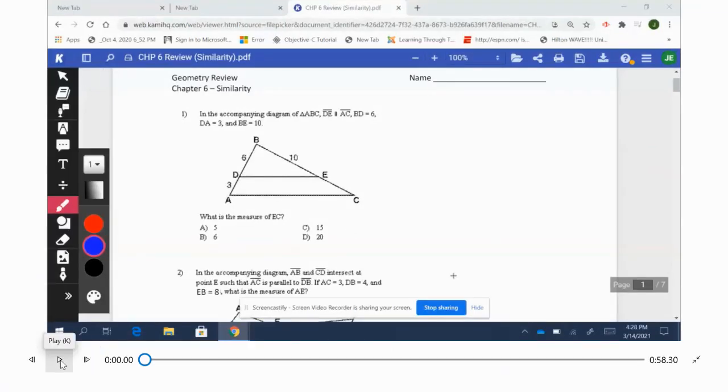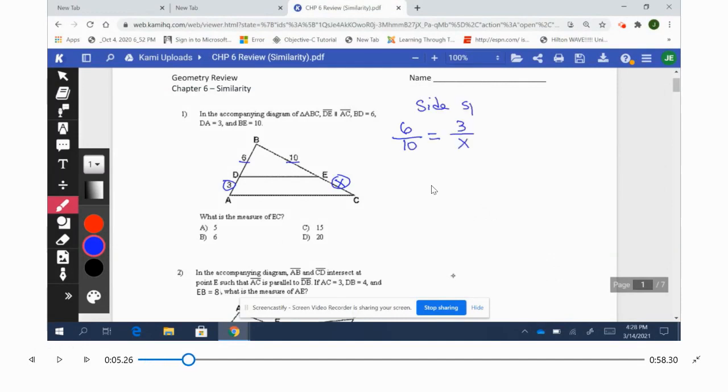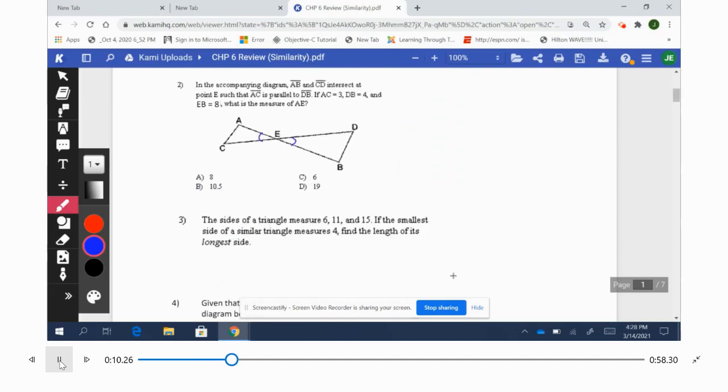Okay, so chapter 6, review solutions. For number 1, what we're going to end up using is the side splitter theorem. So what that looks like is the two sides of the triangle are being split by a parallel line. So then the parts are proportional. So we could go 6 over 10 equals 3 over x. You could also go 6 over 3 equals 10 over x, whichever way you want to do it. Okay, so then cross multiply and we'll get x is 5.